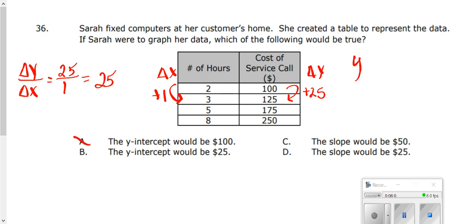So to start my equation of y equals mx plus b, I could continue my pattern if I'd like to. If it's going up 25 for each one, for 1 hour I would have 75, and for 0 hours I would have 50. So I can see that my slope is 25 and my y-intercept is 50. My y-intercept is not 25, my slope is not 50, but the slope is 25. D.